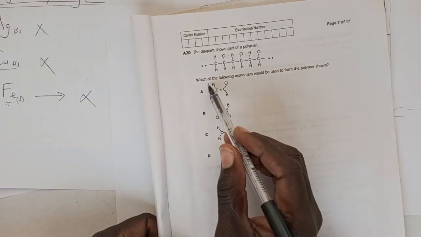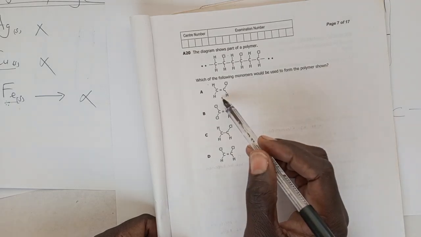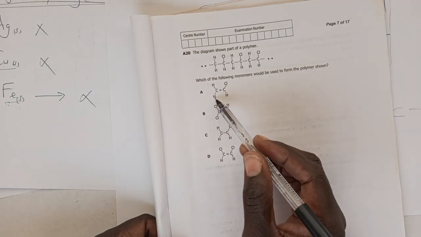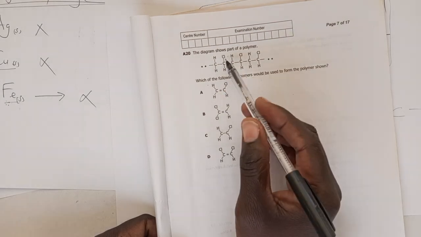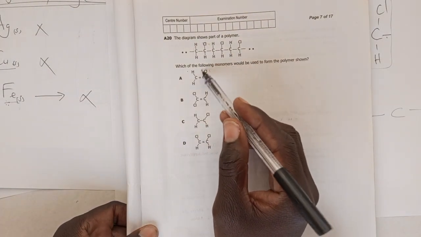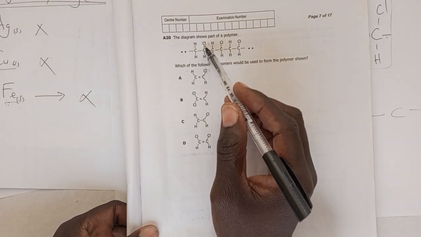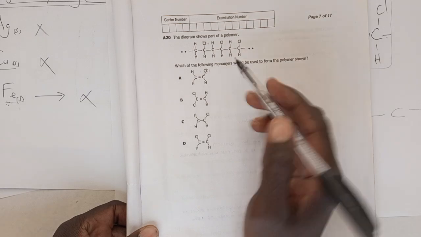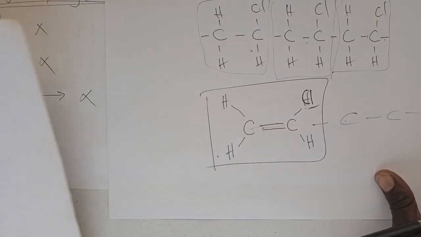So what is the monomer? Which of the following monomers would be used to form the polymer shown? So you have, yes, because this one reflects with the explanation I've made here, and that also the chlorine is on the same point where the chlorine in the repeating unit is. So the answer for question 20 is A.